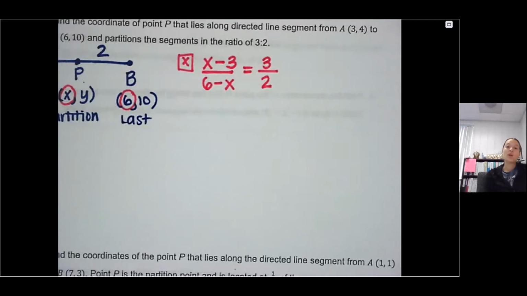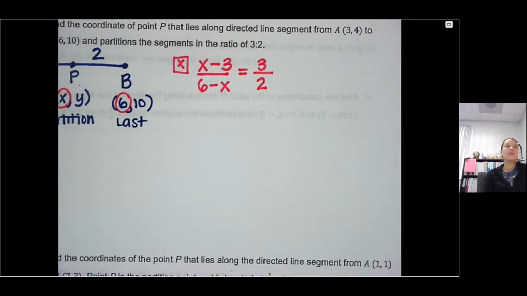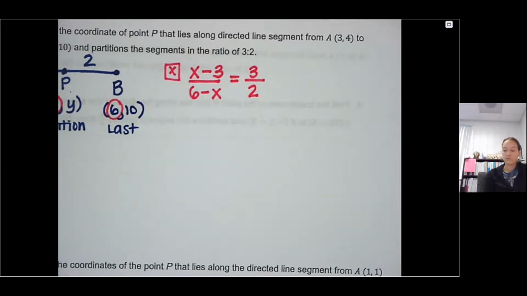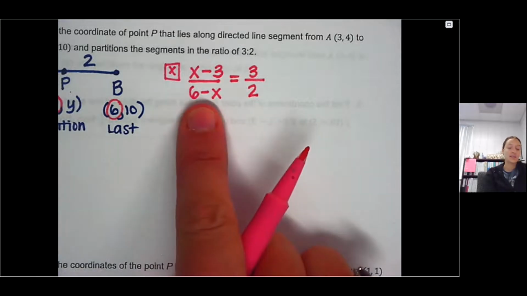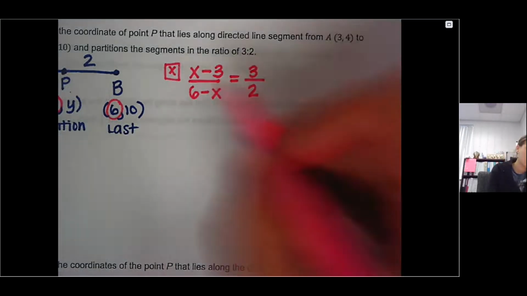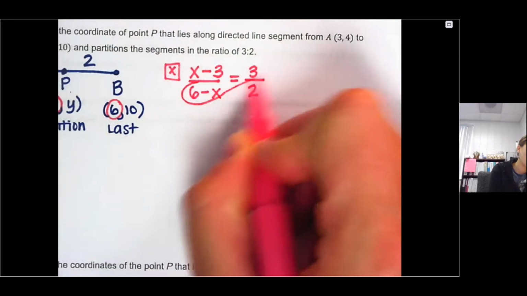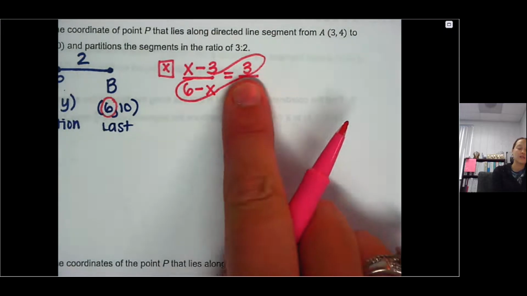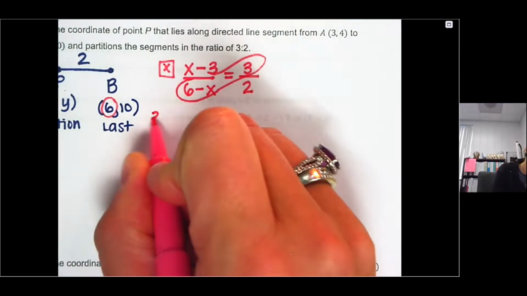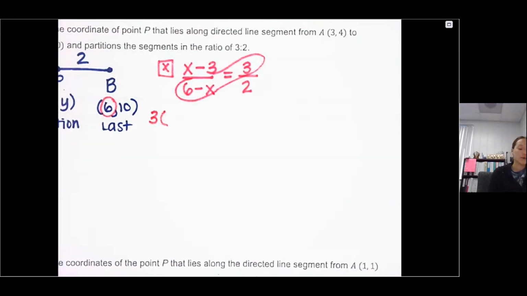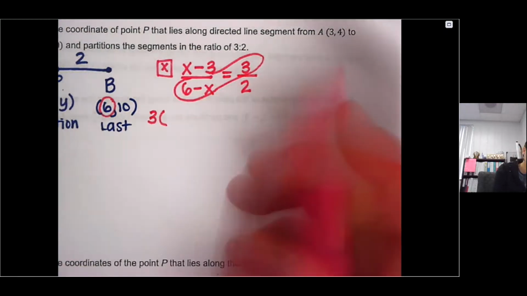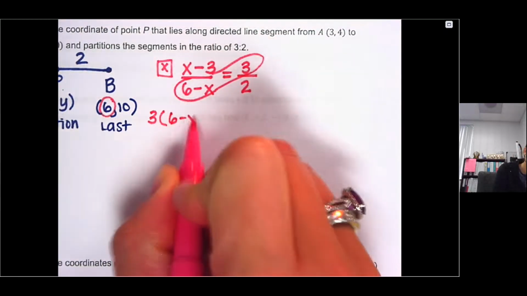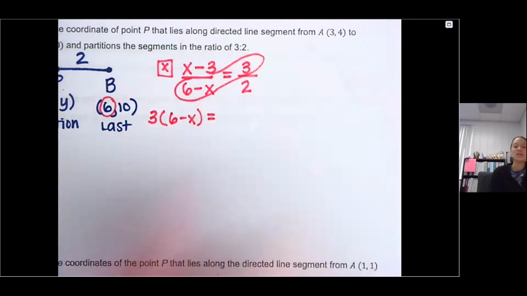So what are going to be the first 2 that I'm going to multiply together here? 6 minus X times 3. It's a full equation, so you have to multiply the whole equation by that number. So I'm going to take this 3, I'm going to write it first, and then in parentheses, I'm going to put my equation, which is 6 minus X. Okay, that's one side of the equation.